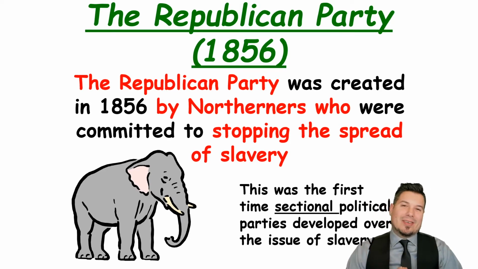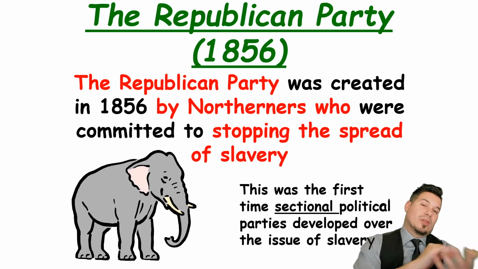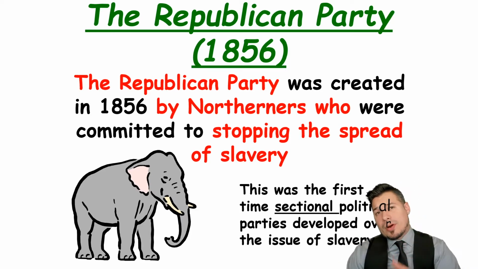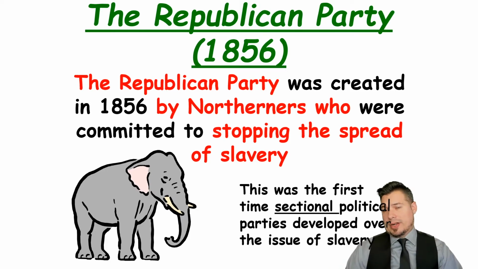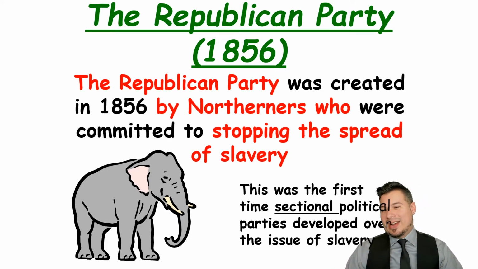Very confusing. In fact, fun fact, in 1932, that's when we see the shift, where Republicans become more conservative like they are today, and Democrats become more liberal like they are today as well. So this was really the first time we had a sectional political party developed over the issue of slavery. Now, the Republican Party originally was called the Free Soil Party, and obviously they wanted to stop the spread of slavery, they wanted more free soil. But they are eventually going to change their name to the Republican Party and eventually adopt the elephant as their symbol.